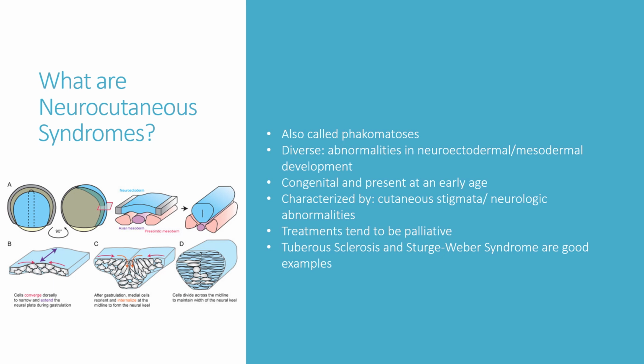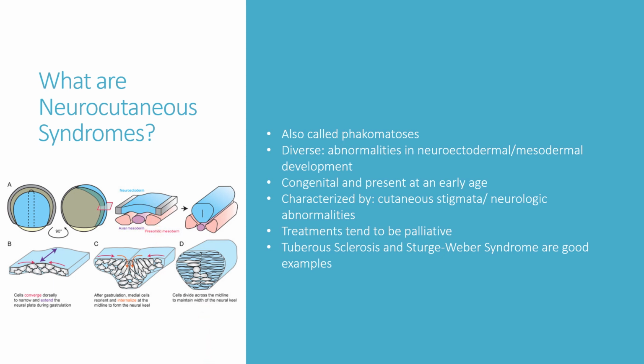So to start off, what are neurocutaneous syndromes? They are also called phakomatoses and comprise a diverse group of congenital disorders that are mostly a result of abnormalities in neuroectodermal and sometimes mesodermal development. These abnormalities define this group of diseases since the ectoderm is the primary germ layer in embryonic development that we can see right here, and then the mesoderm can also be affected by these diseases.